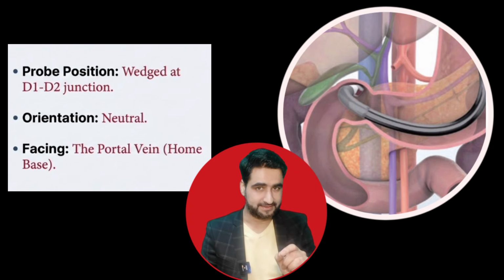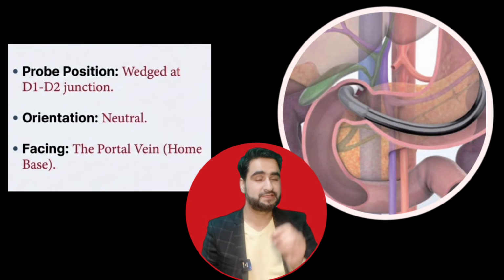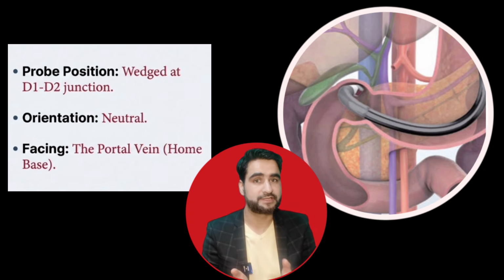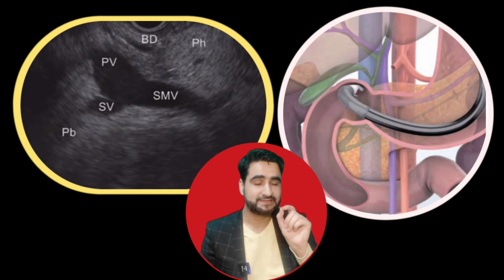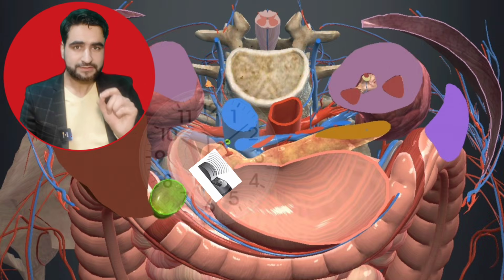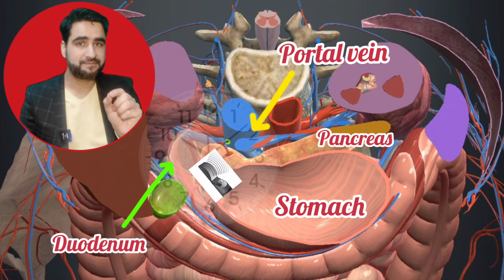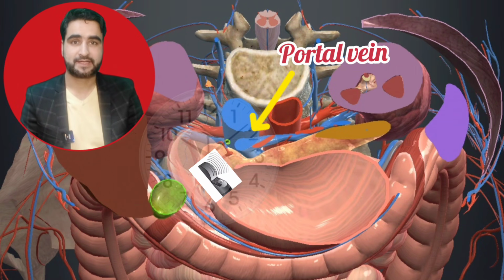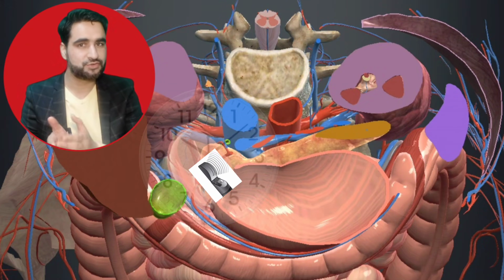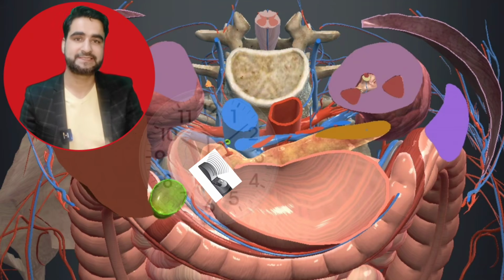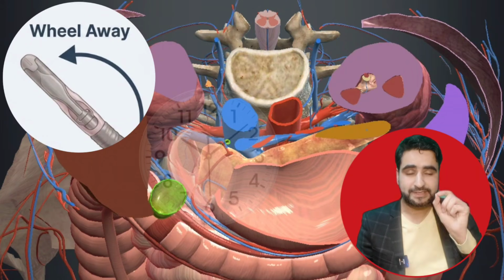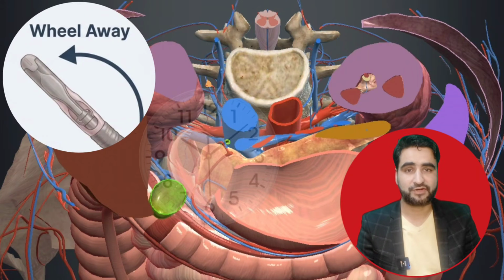At the duodenal bulb station, the echoendoscope transducer is positioned at the D1-D2 junction in its neutral position, facing towards the portal vein. The portal vein serves as your reference structure, your home base at this station. In cross-sectional anatomy at this level, the portal vein appears at the 2 o'clock position. This represents the transducer's neutral position once it enters the duodenum, which I have discussed extensively in my previous duodenal bulb station videos.